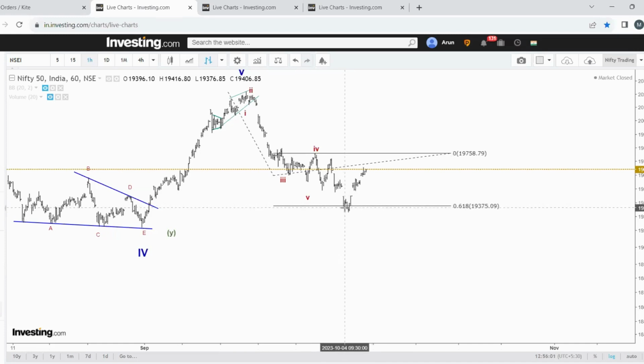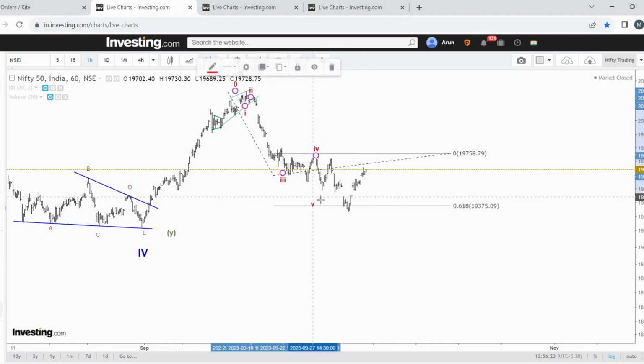19,398, right? Okay, I posted 19,398 this level, and the price got a very good pullback from this zone, and the gaps are filled. You see, this is what I said in that post. The gap should be filled soon, and the price should move high. Then only this count can be right.